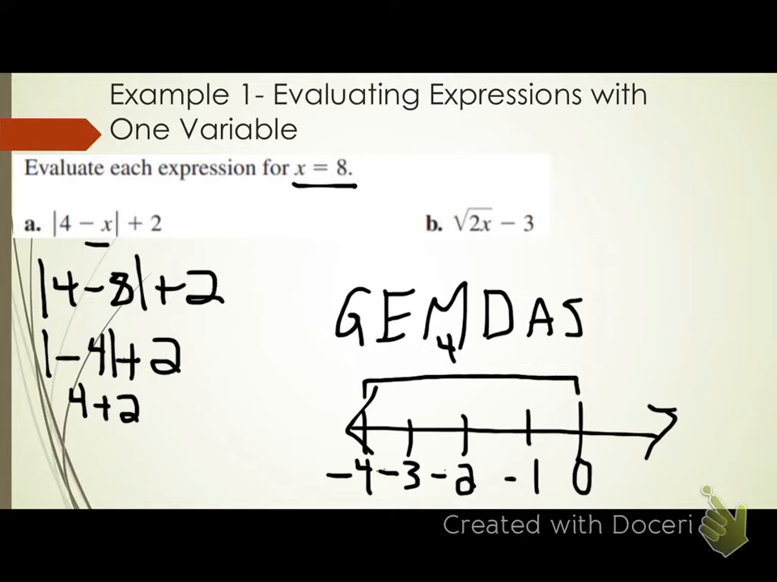Now I only have one operation left. What's 4 plus 2? 6. So the value of my expression when x equals 8 is 6. Any questions on letter A? Not too bad? Just plug it in, work it down using your order of operations. Can I erase this stuff to the right to give myself some room for letter B? Okay.